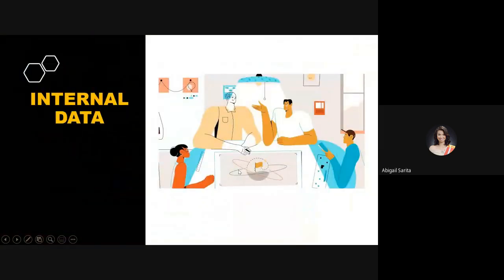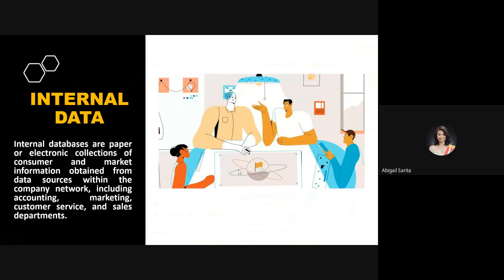Okay, first is internal data. When we say internal data, can you please read Anime Celestial? Internal data. Internal databases are paper or electronic collections of consumer and market information obtained from data sources within the company network, including accounting, marketing, customer service, and sales departments.